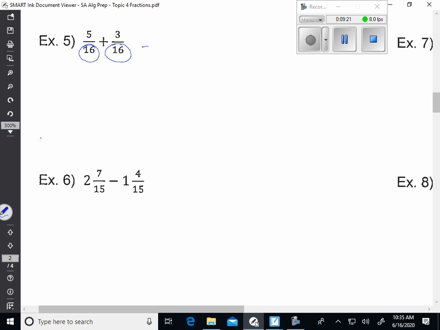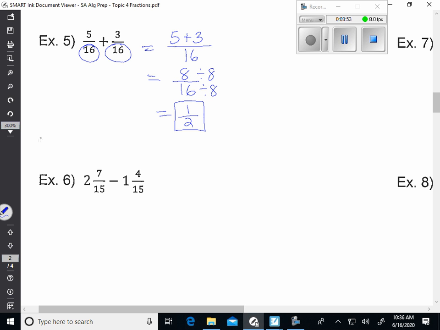So you can go right ahead and add. Denominator stays the same. You just have 5 plus 3, which gives you 8. 8/16 can be reduced. Both numbers are divisible by 8. So you're left with 1/2.